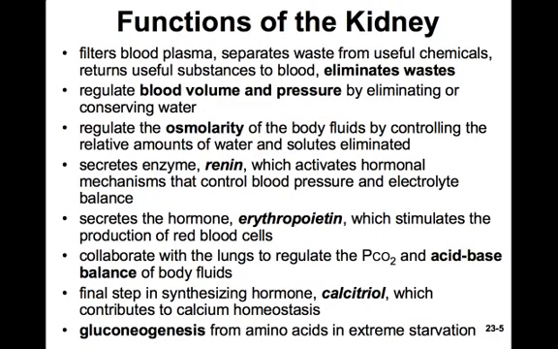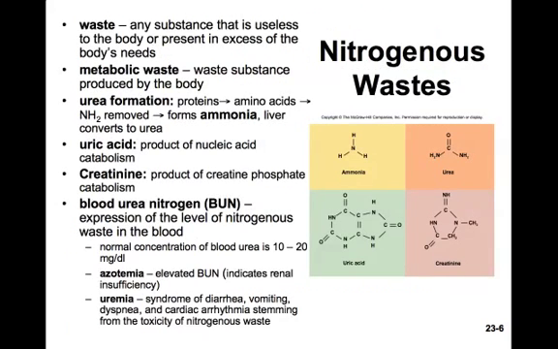And they collaborate with the lungs to regulate the partial pressure of CO2 and thus the acid-base balance of all the body fluids. In addition, the kidneys are involved in the final step of synthesizing the hormone calcitriol, which helps maintain calcium homeostasis. They're also involved in gluconeogenesis, in which glucose is made from amino acids during extreme starvation so that the brain can get enough energy to function.